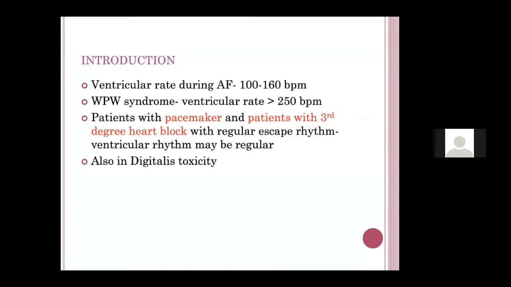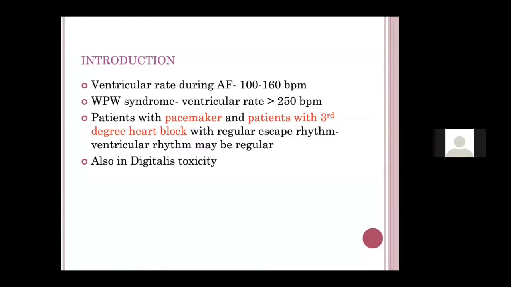We know that is the only broad QRS tachycardia which is irregular. That is AF with WPW, where the ventricular rate can go beyond 250, and the patient can present with palpitation and syncope. So that is very important.